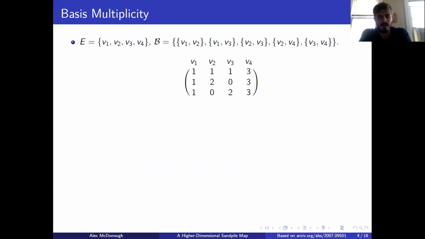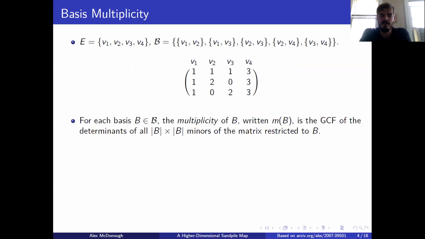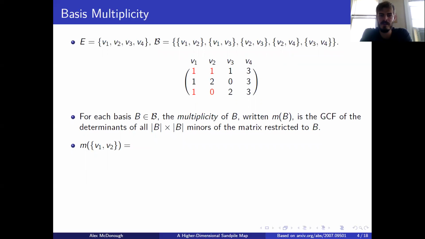So we have the same matrix. These are the things we've already kept track of. And we're going to introduce a new concept called basis multiplicity. For each basis, the multiplicity is going to be the greatest common factor of the determinants of all rank by rank minors of the matrix restricted to B. So for example, for V1, V2, we're going to restrict to the first two columns, and we're going to look at all of the 2 by 2 minors. In this case, there are 3 of them. Find each of their determinants, and you'll find that they have GCF of 1.